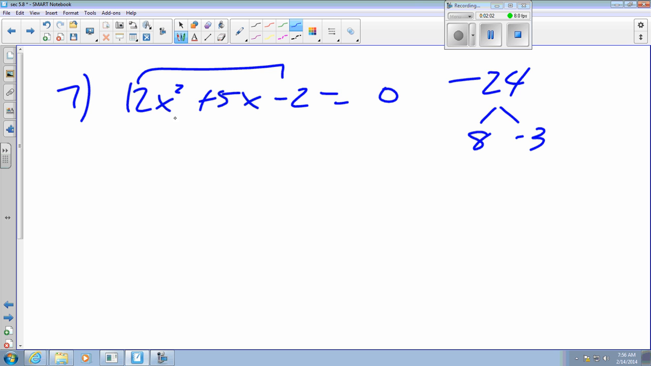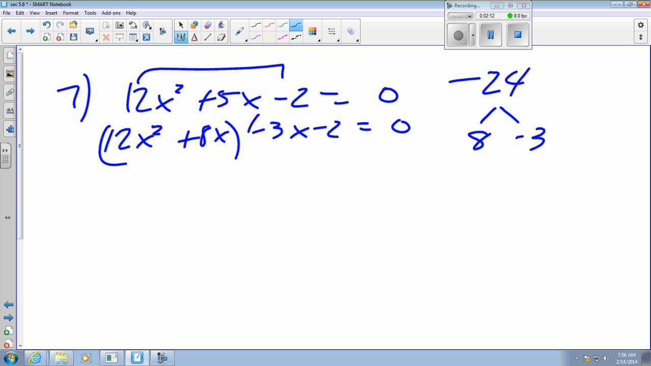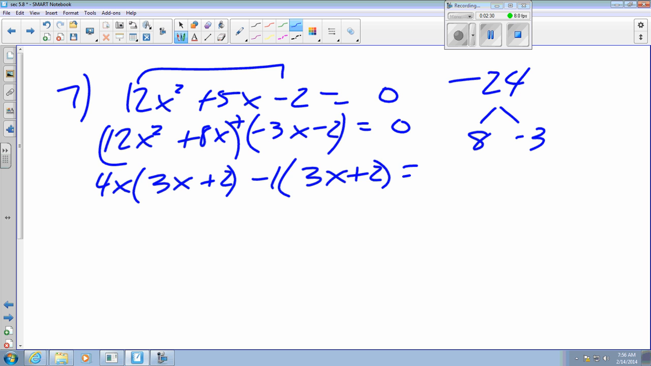Now, since there's a number in front of the x squared, I have to split my middle term and do the whole process. Group, group, group, group, plus sign between there. Greatest common factor looks like a 4x, leaving me with a 3x plus 2. Let's factor out a -1 out of this, leaving me with a 3x plus 2.